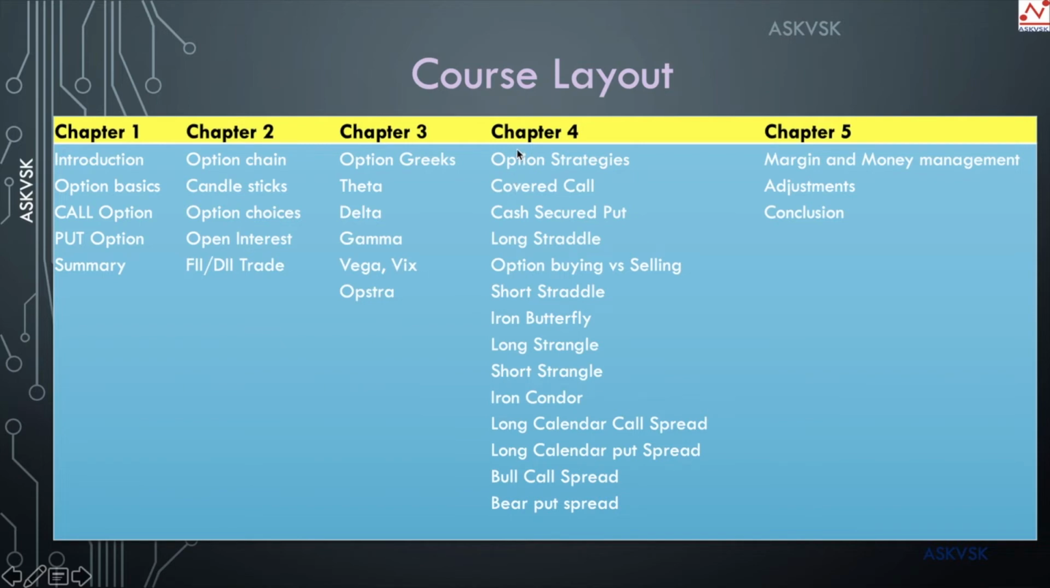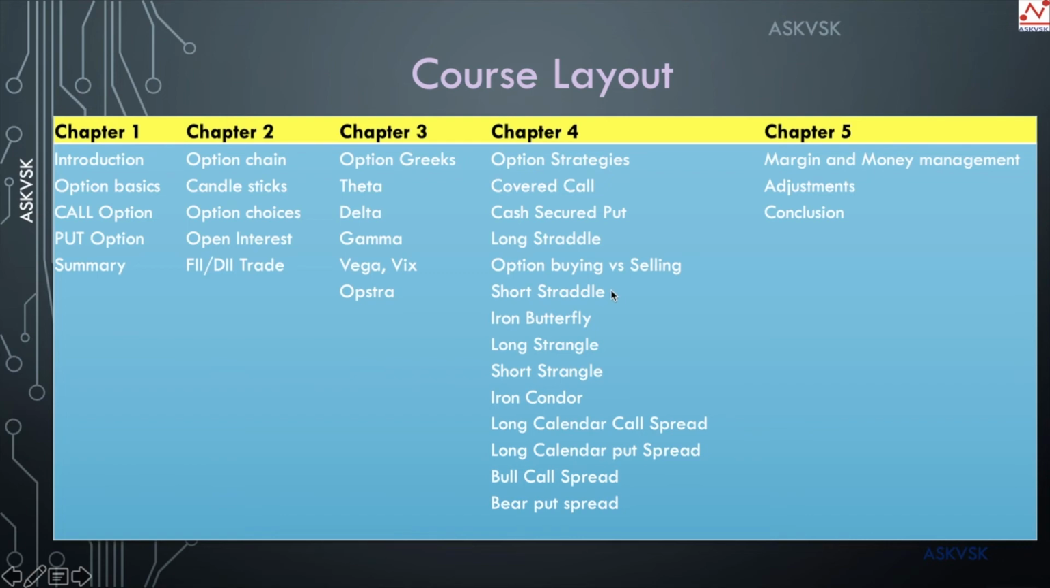Coming on to the fourth chapter, the most interesting and very relevant chapter for most option traders. We are going to discuss in detail the different strategies, or the most common strategies, and how they are traded. We will go over different examples, analyze the profit and loss scenarios, and we'll also do some demonstrations. So we are going to cover covered call, cash secured put, long straddle. What are the advantages between option buying versus selling? We are going to discuss that.